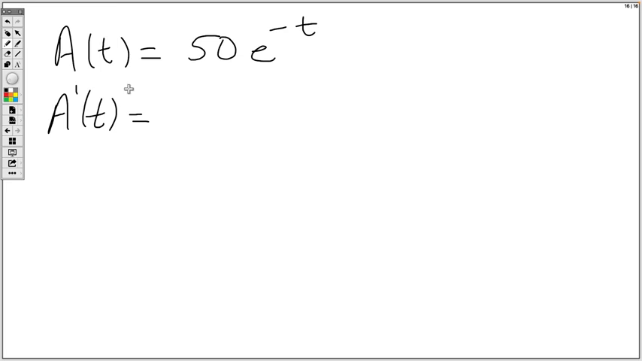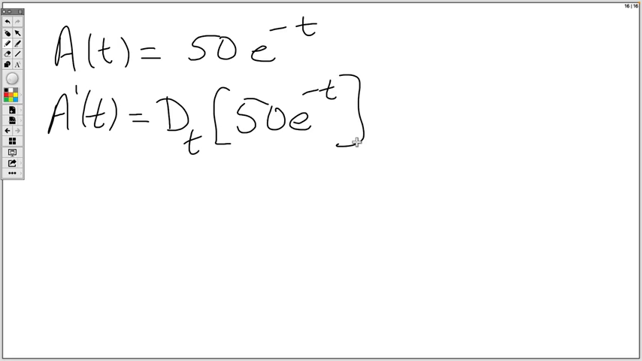So a prime of t means we're taking the derivative. The independent variable here is indicated to be t. So we're taking the derivative with respect to t of 50 e to the minus t. What rule can we first use here?